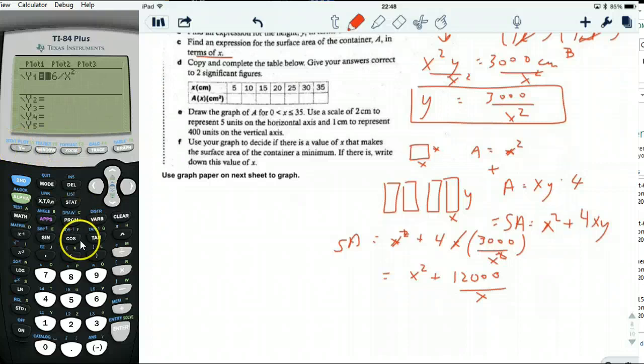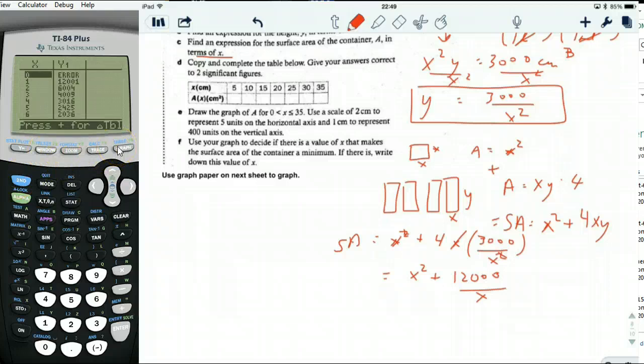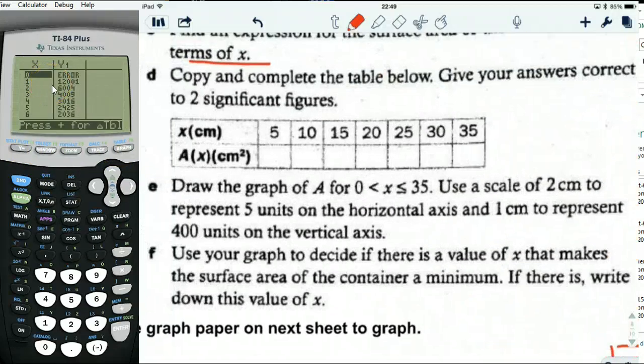We'll put in our formula, which is x squared plus 12,000 divided by x, and we should use parentheses here, because we know how dangerous it is not to. Okay, and then we will look at the table, and let's fill in some of these values here.